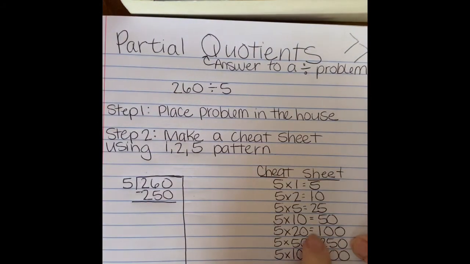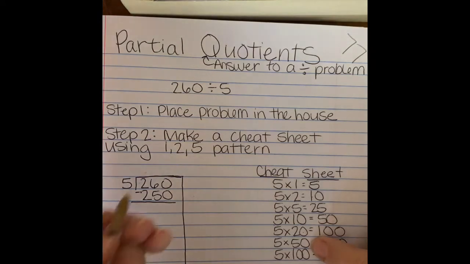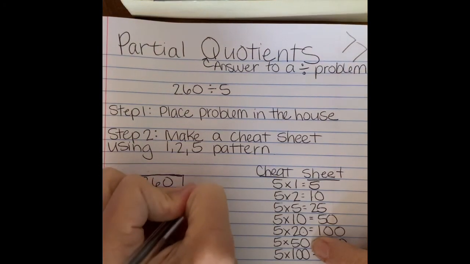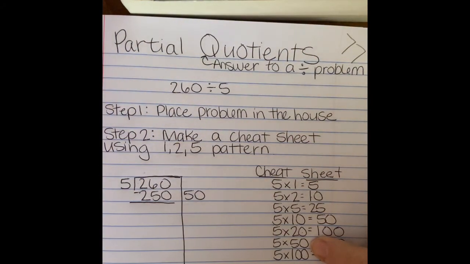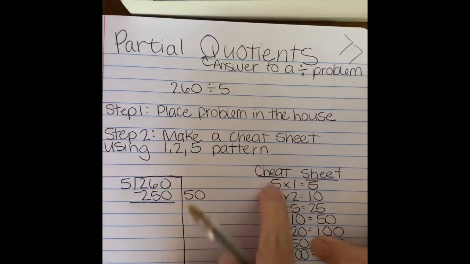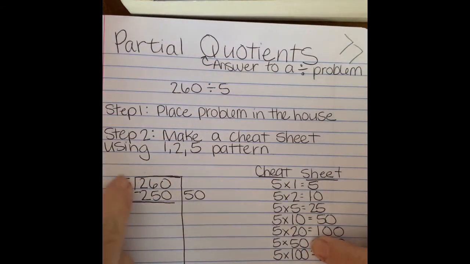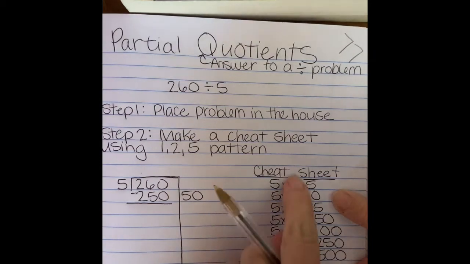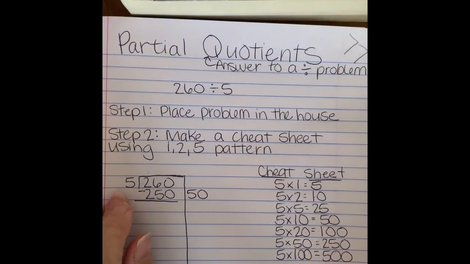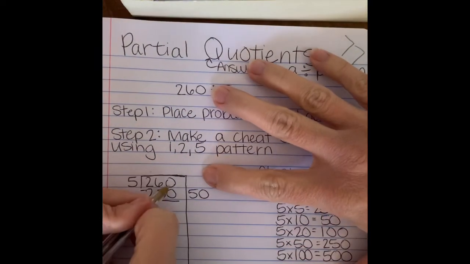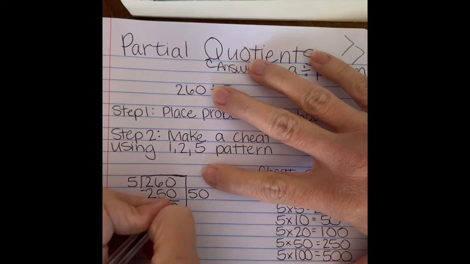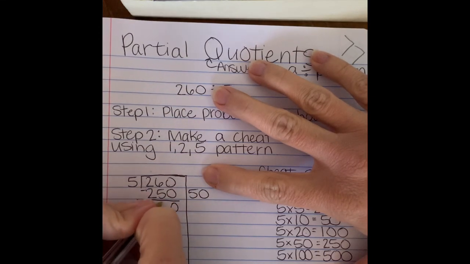And then I'm going to look at this factor. Okay, that's our partial quotient, and we're going to write it right here, 50. Okay, you're not ever using this. That's the divisor. You're just using your 1, 2, 5 pattern, one of those numbers. Okay, now we have to subtract. 0 minus 0 is 0. 6 minus 5 is 1. And 2 minus 2 is 0.